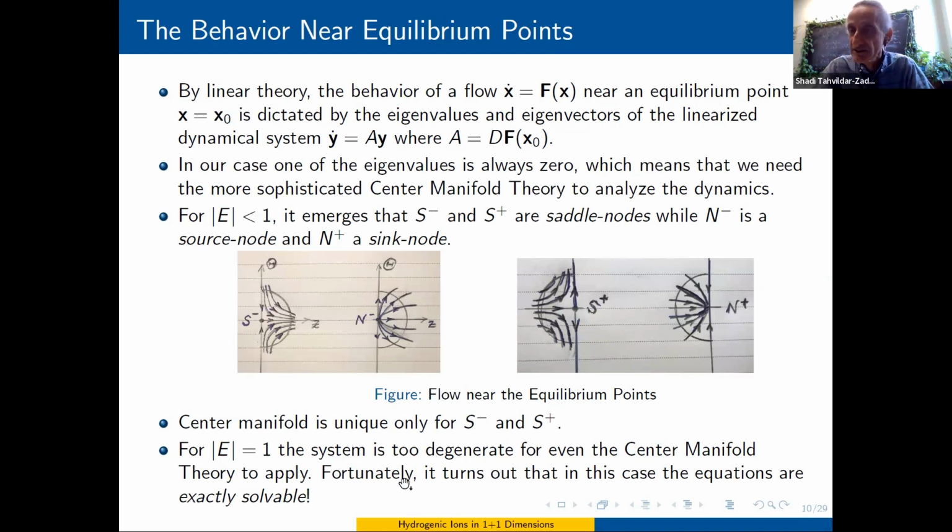So even the center manifold theory doesn't apply. But we get lucky, as one hopefully gets, and it turns out that in that case, the equations are exactly solvable. So when I was telling Michael that his comment about parabolic coordinates is not so far off, in this case where the absolute value of E is equal to 1, the ODEs are exactly solvable, and the solutions are something called Coulomb wave functions or Whittaker functions. They go by different names. And that actually turns out to be very important for the analysis that we want to do.